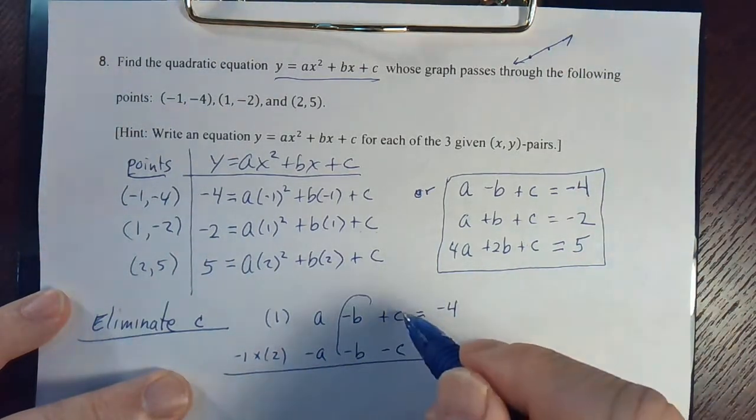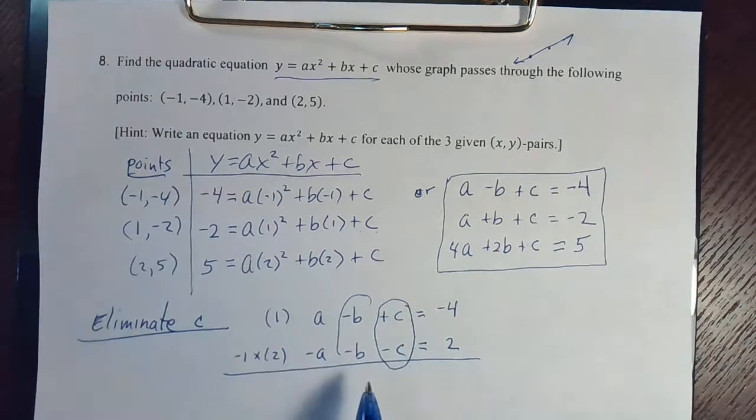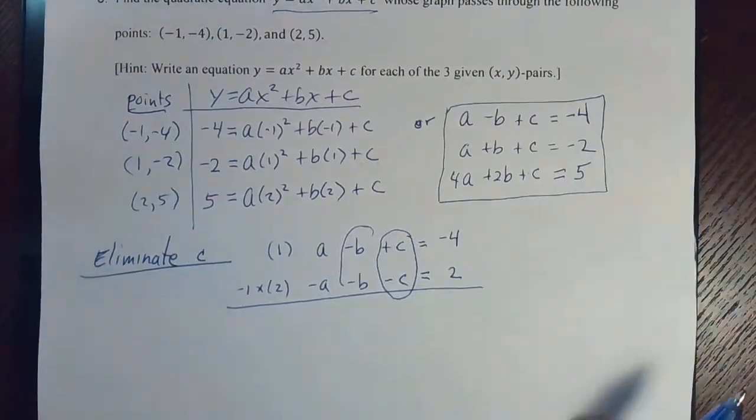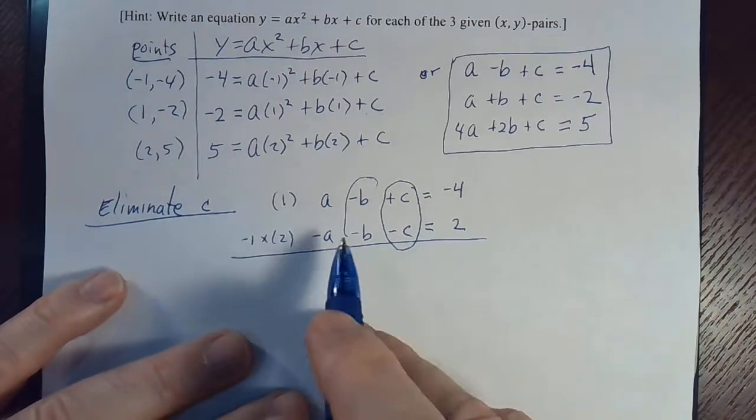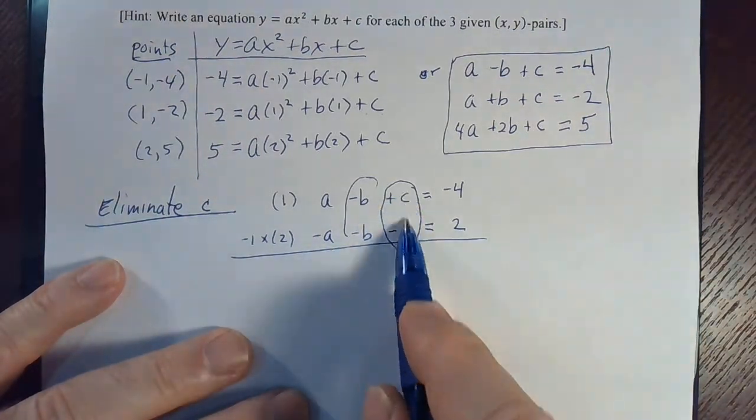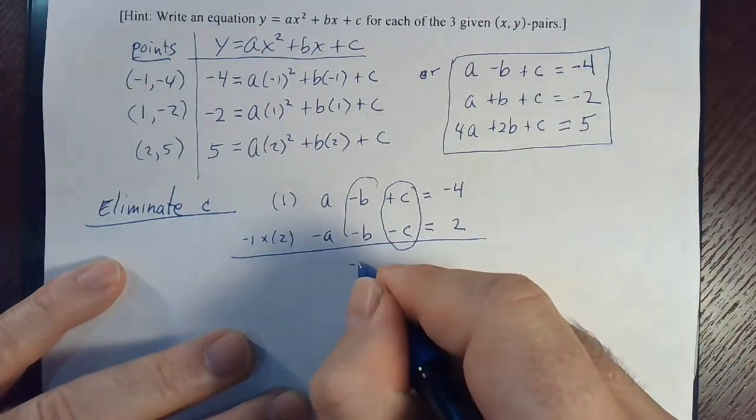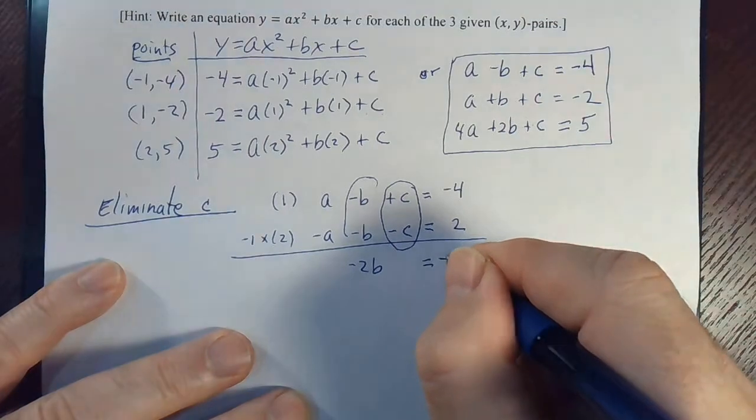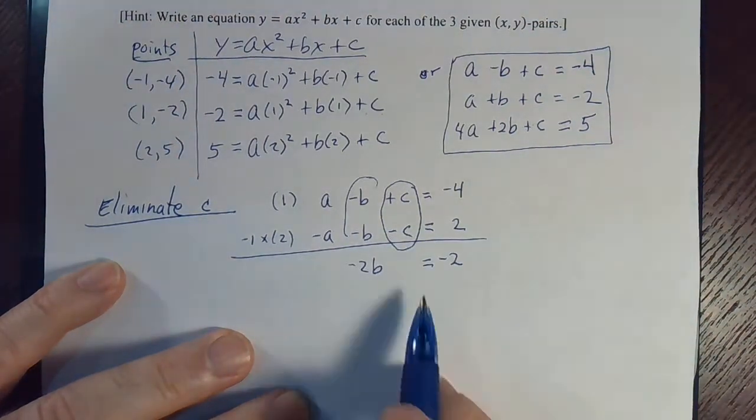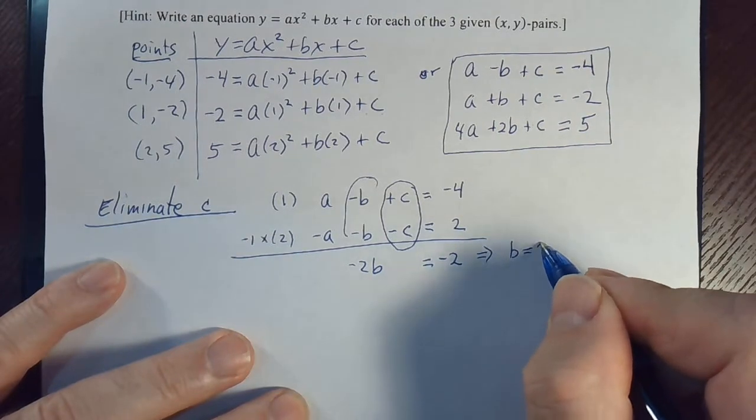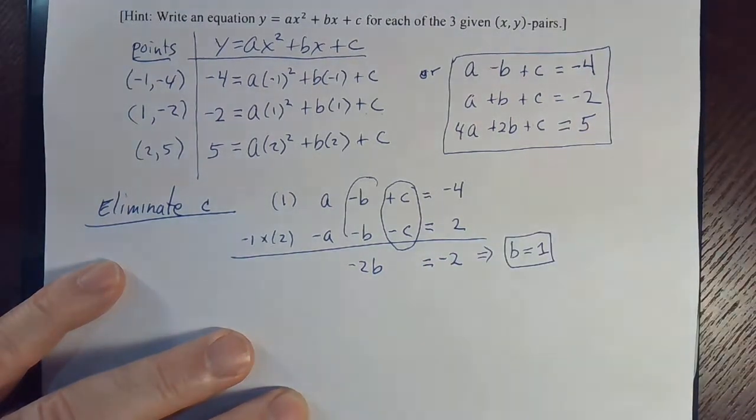I circled the wrong ones. The c is what's canceling out, not the b's. Let's go ahead and add these two equations. Well, look at that. The a also drops out. That's convenient. The c drops out, and we get negative 2b equals negative 2. And what does that tell us? b is equal to 1.